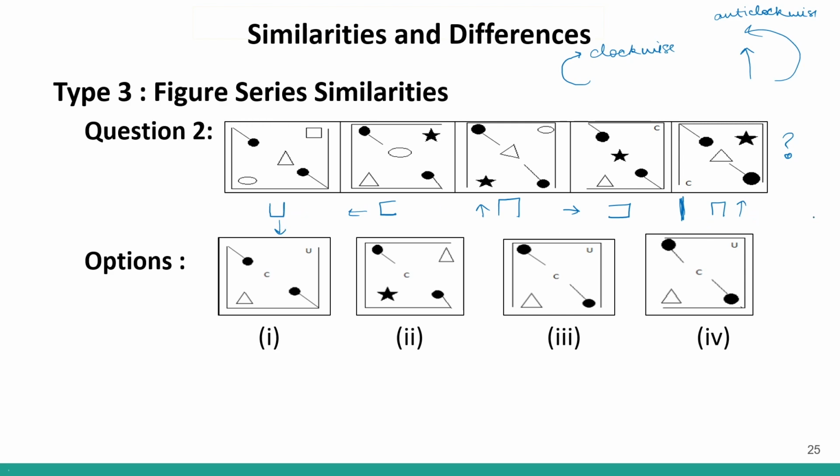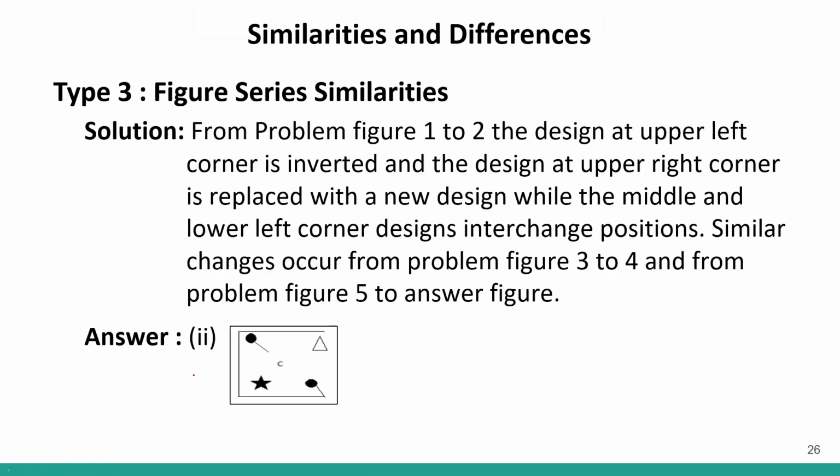So the next anti-clockwise direction will be this direction. So it will be like this. And out of all the 4 options, I can see only option number 2, the boundary is like this. Only in option number 2. So my answer will be option number 2. Okay, option number 2 will be the correct answer.